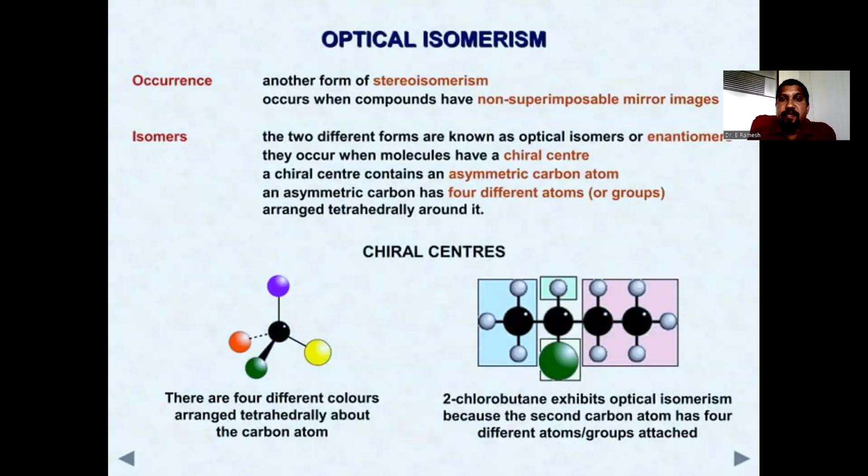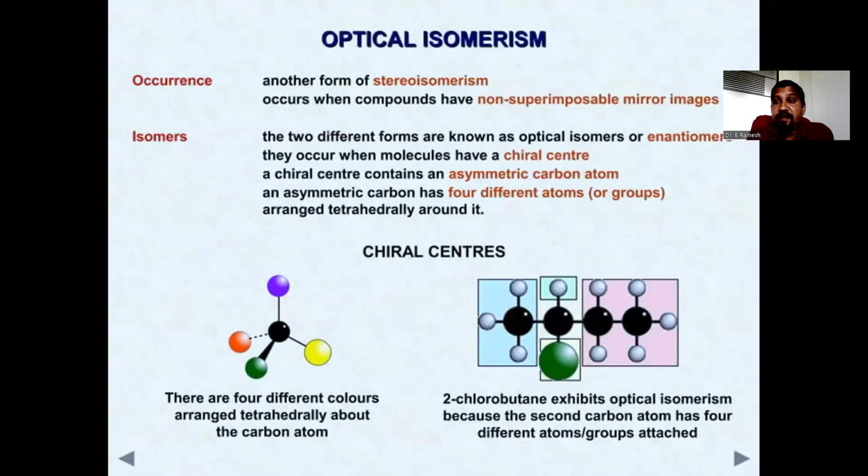So next, optical isomerism. Any organic compound that has a non-superimposable mirror image, we can call that compound optically active. Before going into optical isomerism, we have to know what an enantiomer is, what a diastereomer is, what a chiral center is, etc.